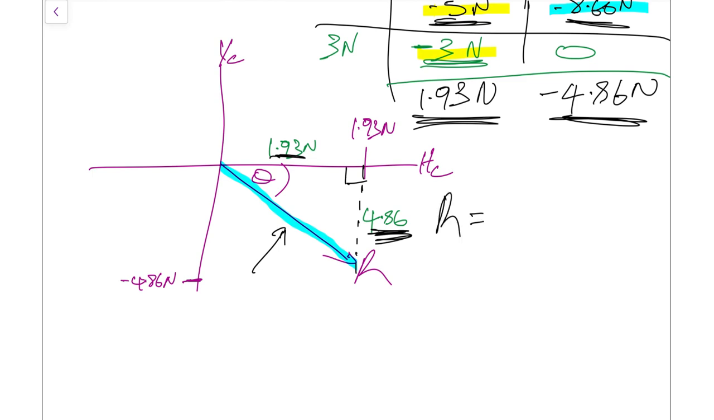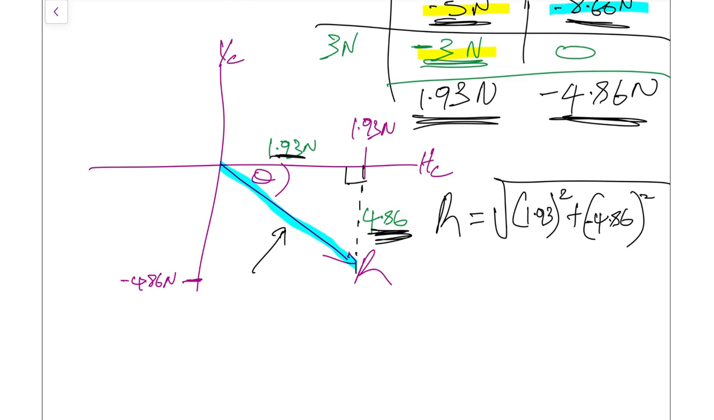So to do that, we're going to just square root this 1.93 squared, plus our 4.86, which you can put as negative, because when we square it, it's just going to be positive anyways. And that turns out to be 5.23 newtons. So if you're asked what is the magnitude of your resultant force, then right here is the answer, this 5.23. So now you need to find its direction, which is the angle that we don't know yet.